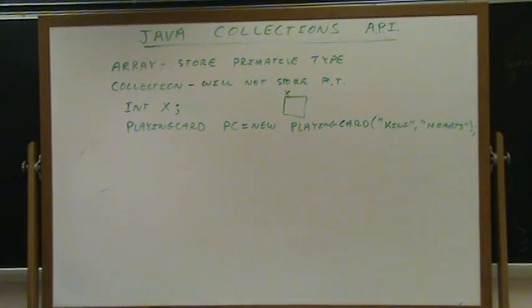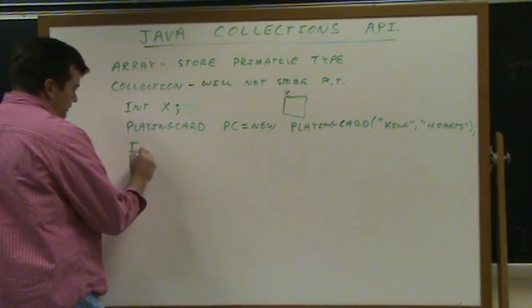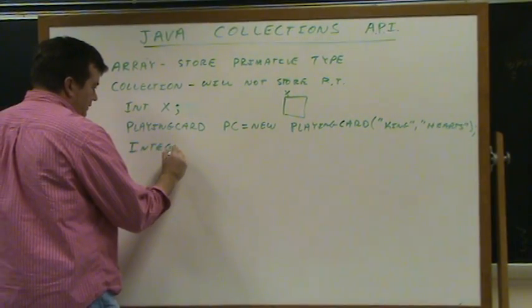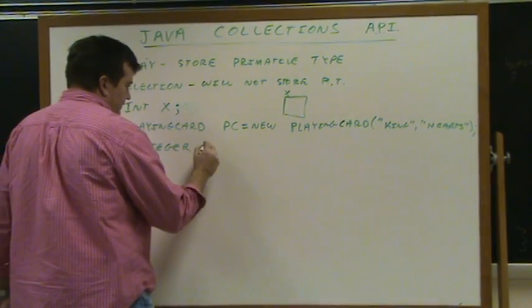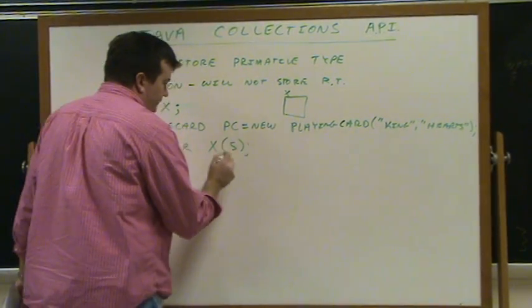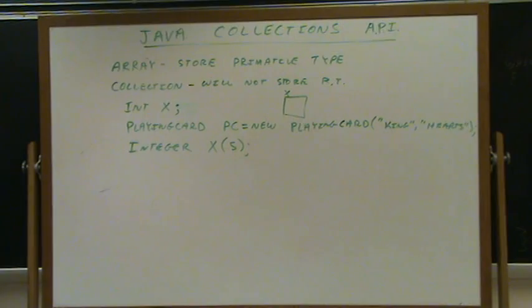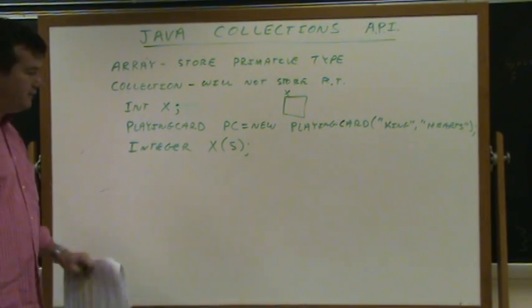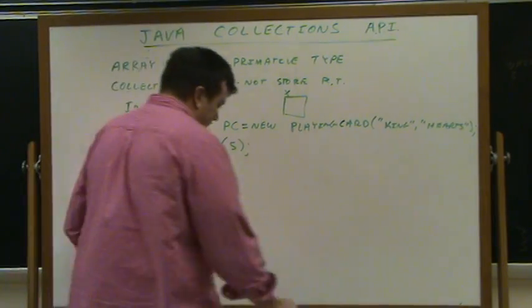So collections can't be used to store primitive types, but if you wanted an integer, a primitive type, to be a referable object, you could use Integer. Integer x, and then you could initialize it to say 5, and now x is a non-primitive type reference to an integer, and then we could use that for the collections.